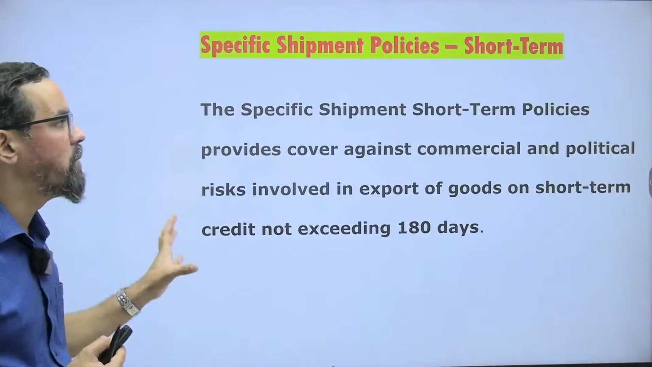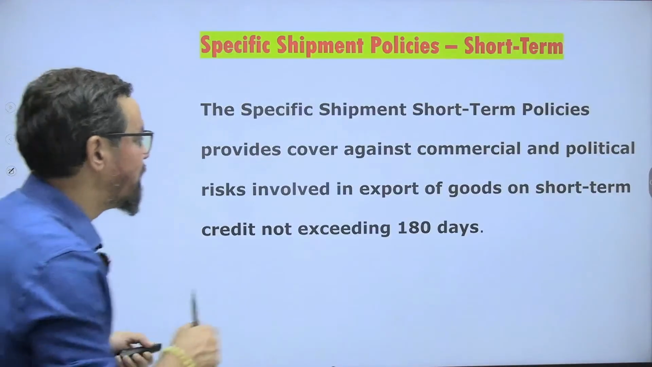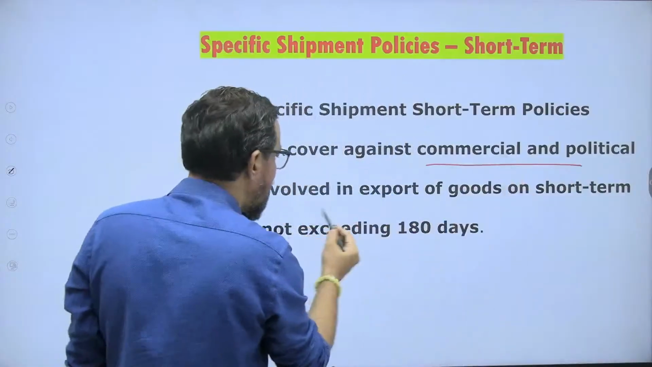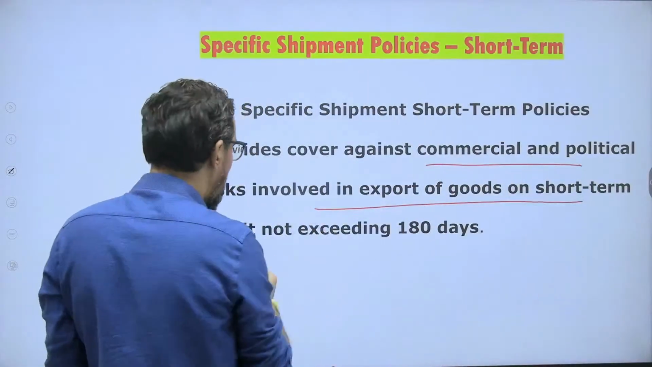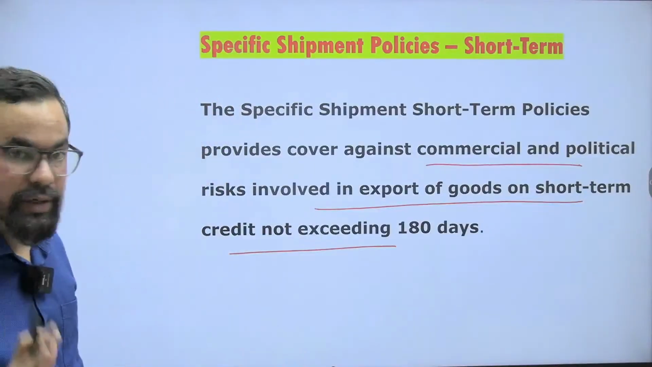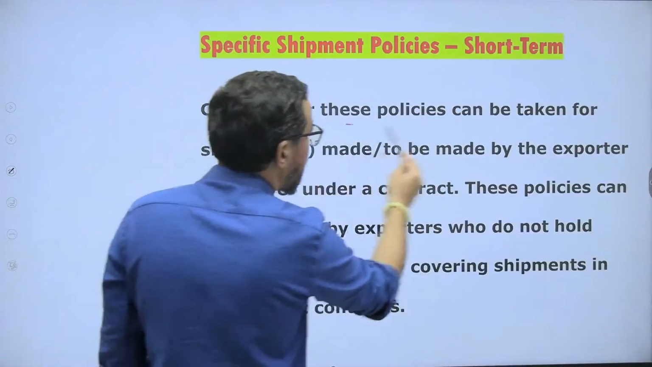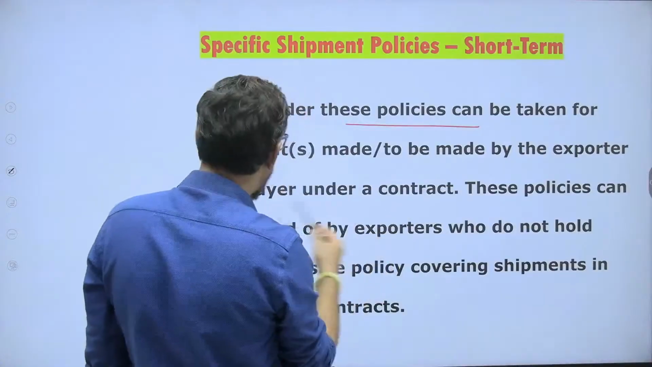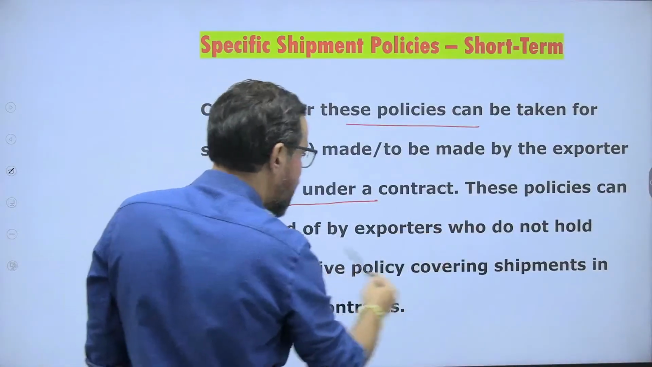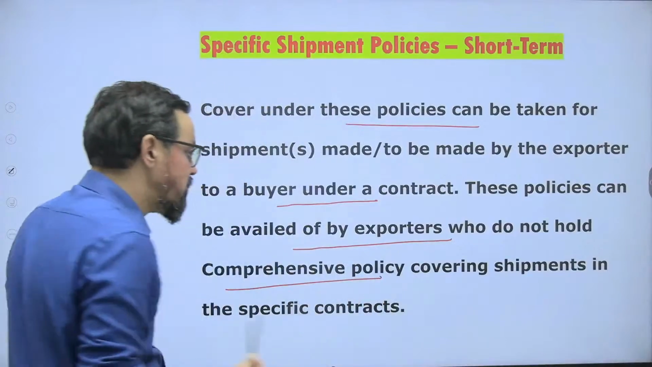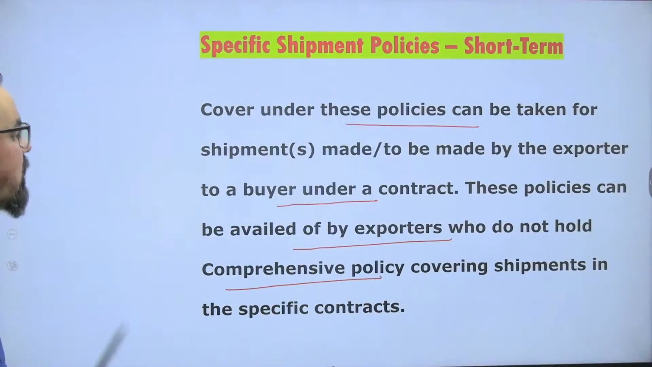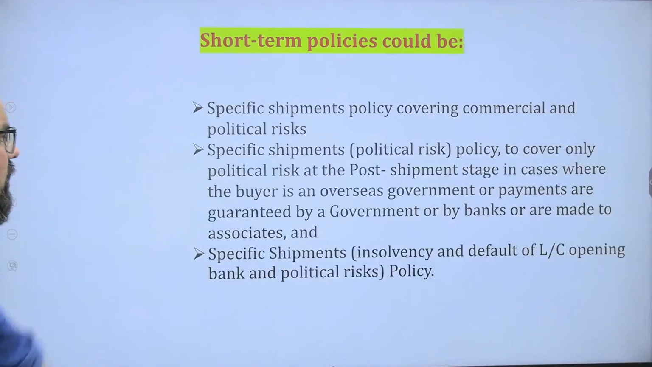Specific shipment policy, short term. It provides cover against commercial and political risk involved in export of goods on short term credit not exceeding 180 days. So this is specific, 180 days. And the cover under these policies is basically for the exporters or the buyers under the contract. These policies can be availed by exporters who do not hold a comprehensive policy covering the shipments in the specific contract. If it is not part of their standard policy, they can go with these kinds of riders also. They are similar to insurance riders.